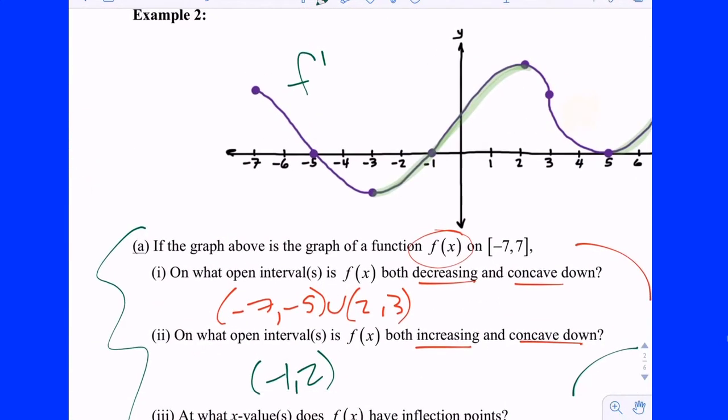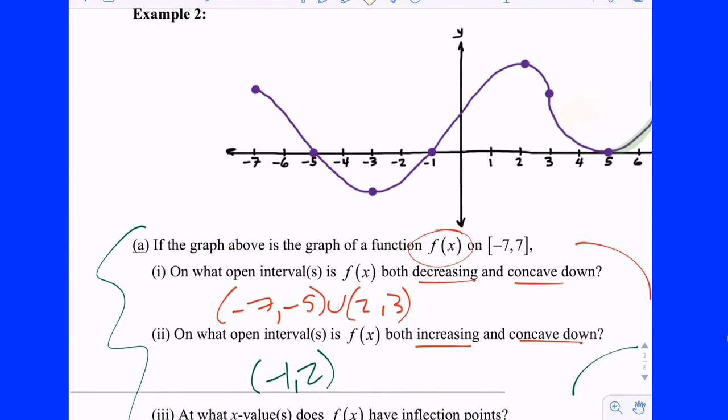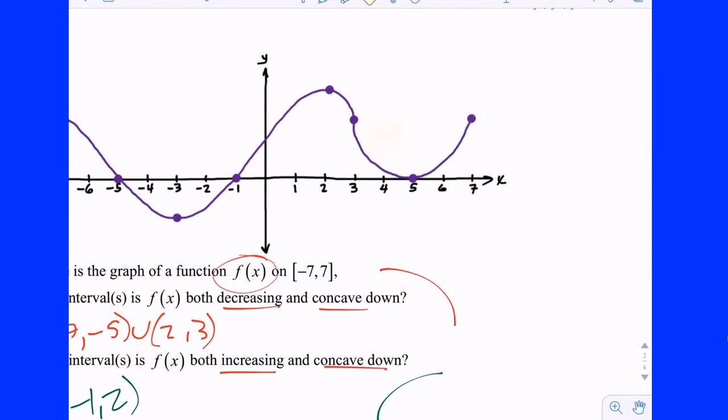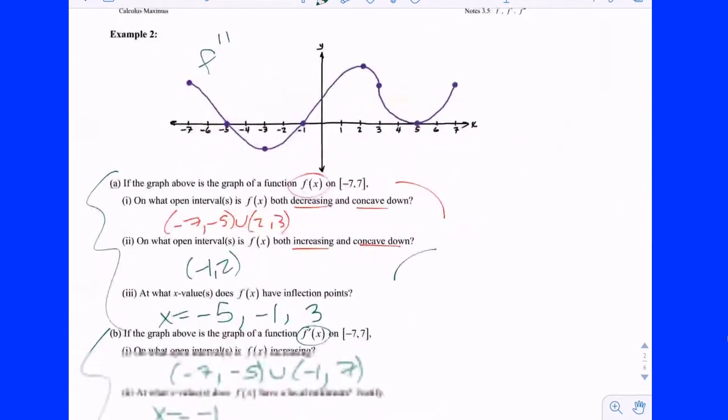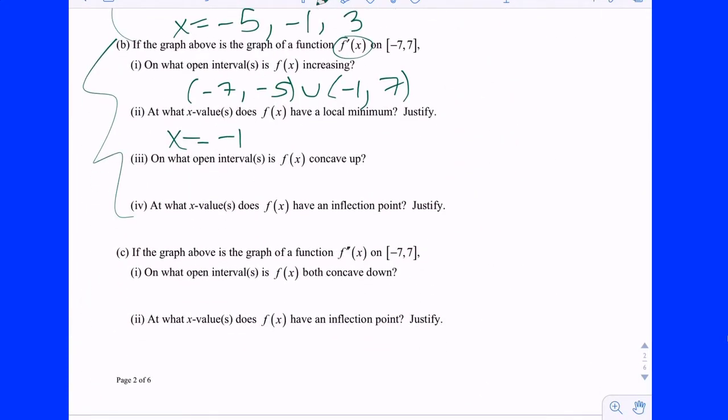Now we're going to read it like a way we haven't read it before. We are now going to pretend that that's the graph of f double prime. Oh boy. So now the y values are the concavity values, and the slopes are the rate of change of the concavity, which are kind of meaningless to us. Oh boy. Okay. We're kind of limited now in the questions I can ask.